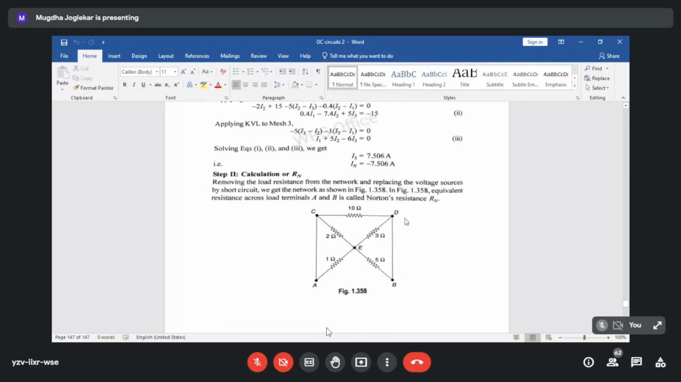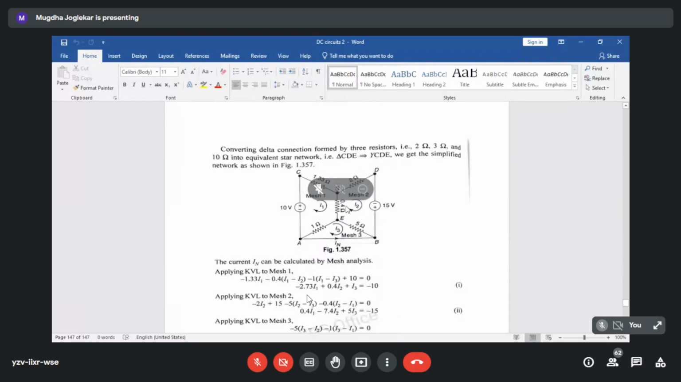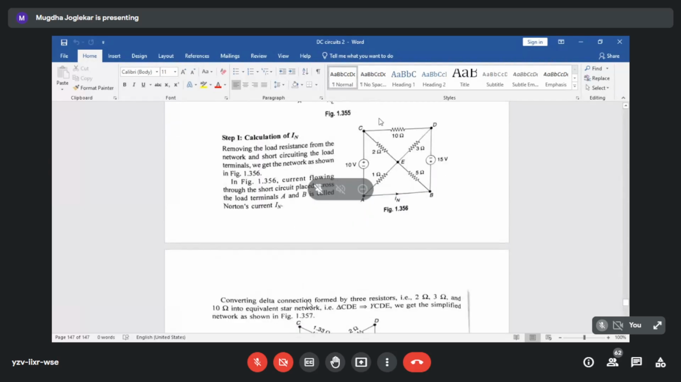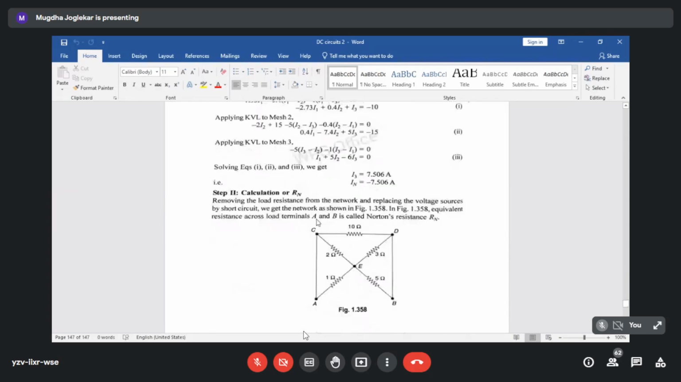So here you can see after removing, we'll see the diagram. Now, whenever you're going to remove AB, better you start from the first diagram only. This diagram only you consider and remove AB, because we are going to proceed for our final output of RTH. That is fine if you consider this diagram also. There is no issue because all the resistances are there in terms of star. But generally, we are proceeding with this first diagram.